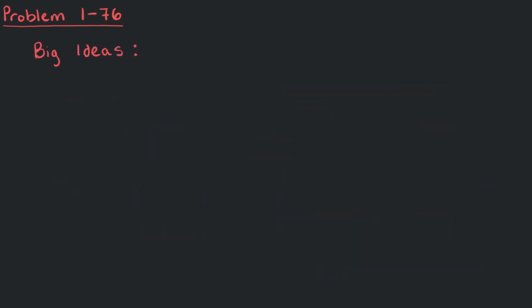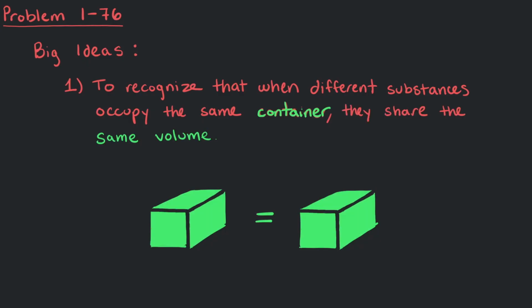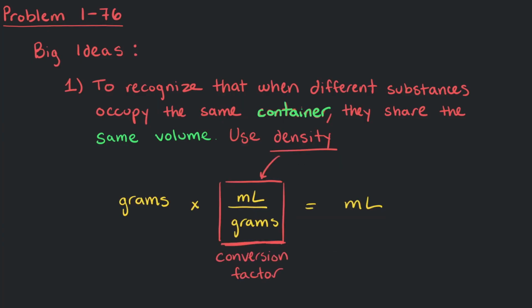Some big ideas of solving this problem are: 1. To recognize that when different substances occupy the same container, they share the same volume, and understand how to use the density of a substance to convert between mass and volume as required.